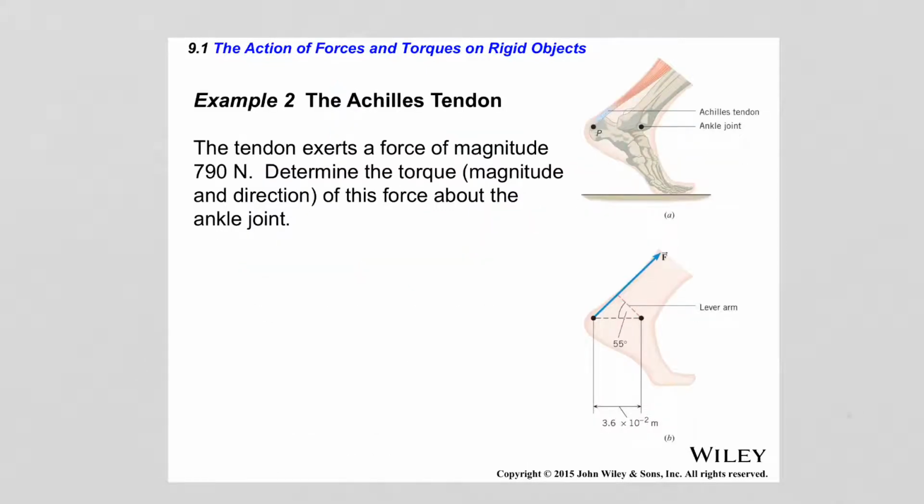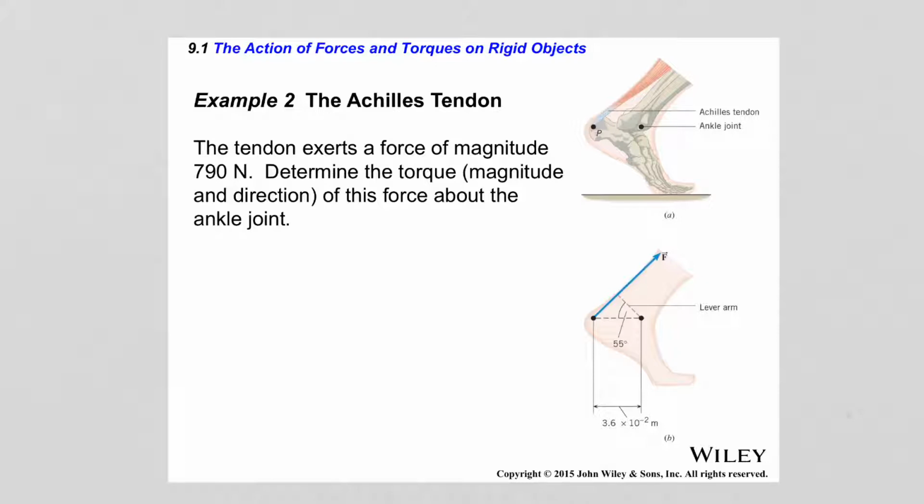Here is an example of the application of the definition of torque. The Achilles tendon exerts a force of magnitude 790 newtons. Determine the torque, magnitude and direction of this force about the ankle joint. So here is the ankle joint, that's the Achilles tendon, and point P here is the point where the force on the heel is applied by the Achilles tendon. So the force F is applied at the point P. The rotation happens about the ankle joint.